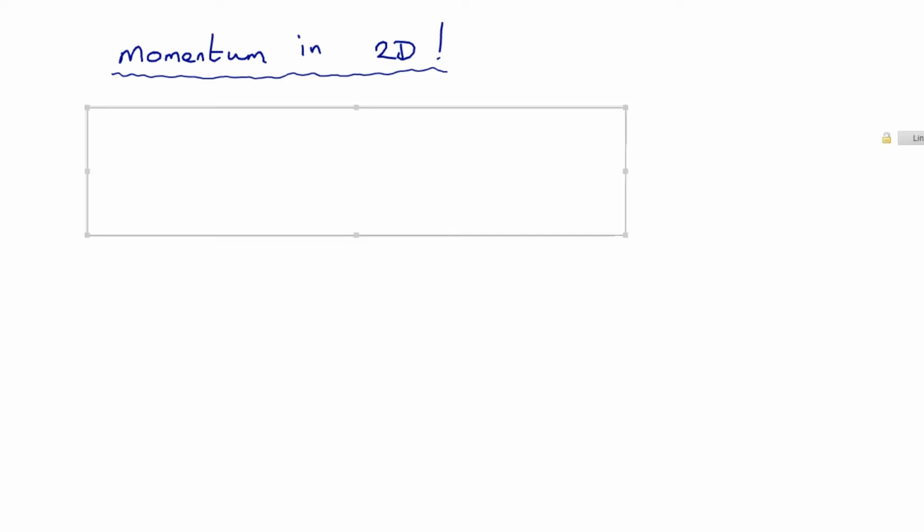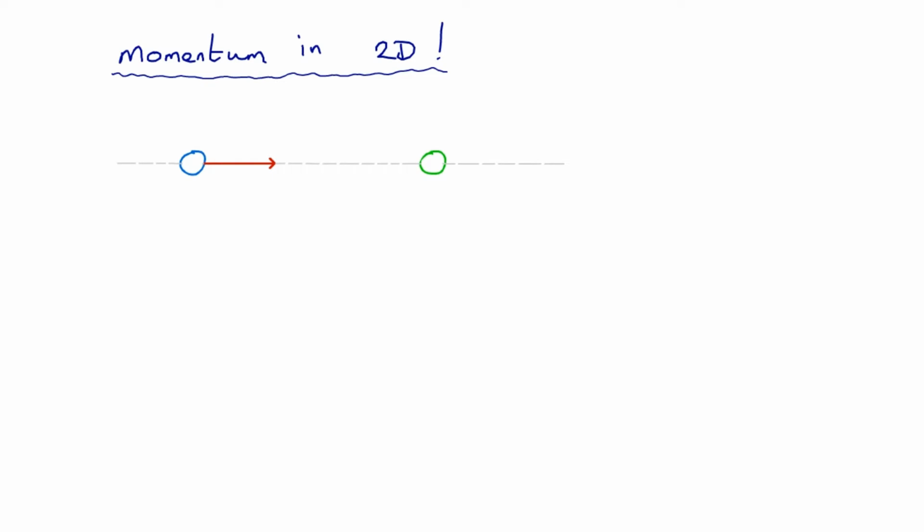So you've also got to be able to handle momentum in 2 dimensions, momentum in 2D. So let's have a look at the tools you need to be able to do that and how that all works.